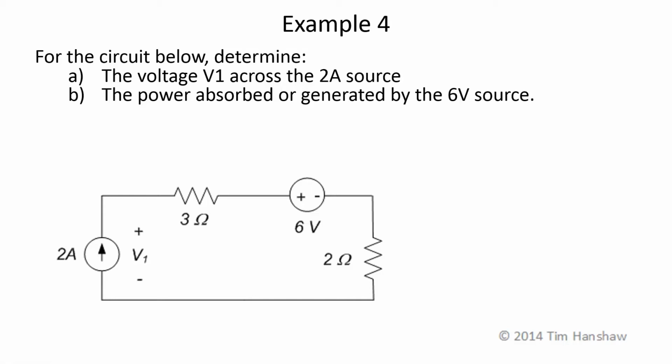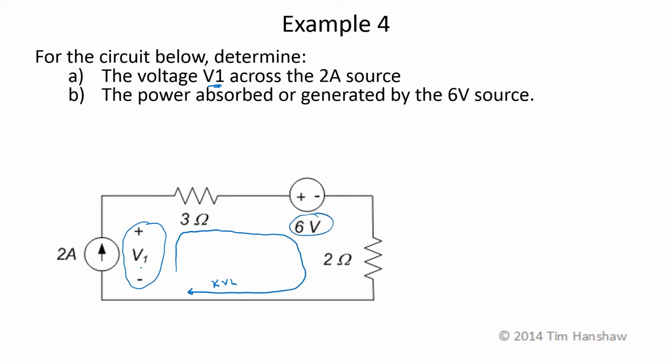Okay, the first thing we want to do here is find the voltage V1 across this 2 amp source. We're given the polarity that we need to use for V1 as our reference value. Now I'm trying to find a voltage, so I'm going to guess that I'm going to end up using KVL. If I use KVL, I'm trying to find this voltage.